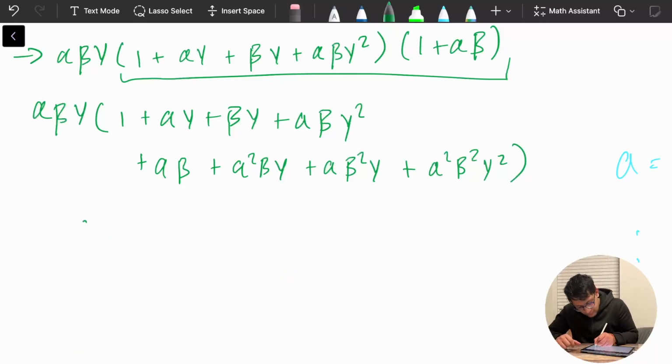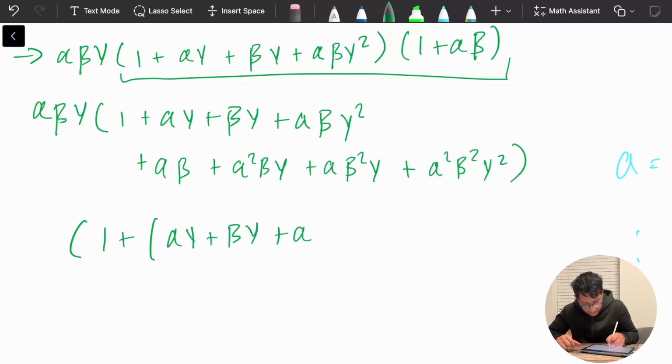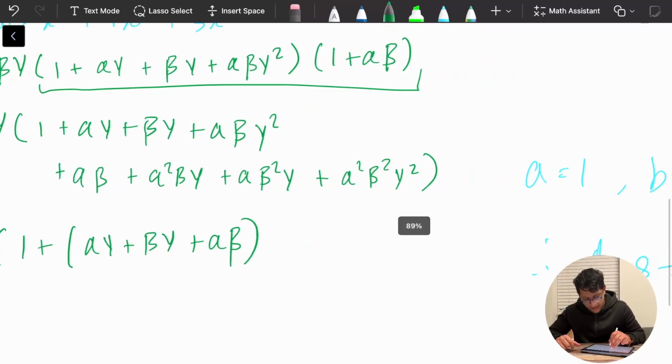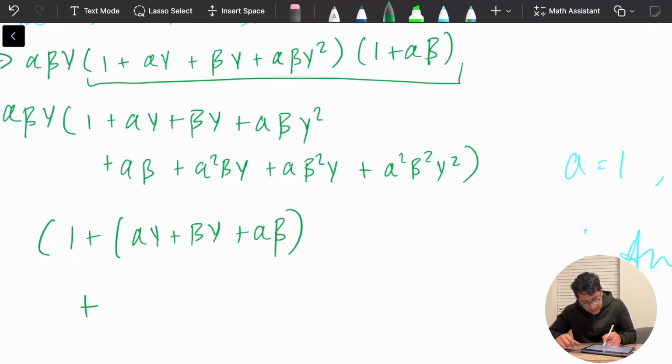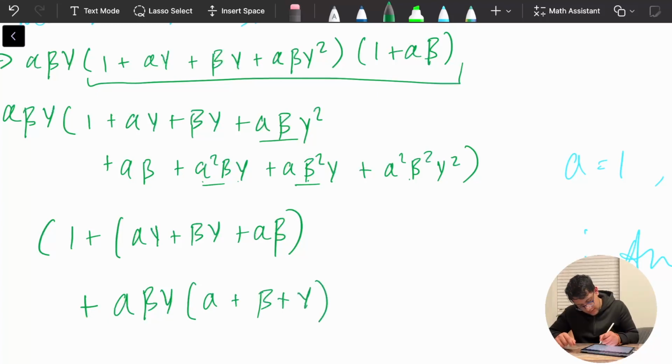But inside the brackets is actually 1 plus, right? I'm just going to add my own brackets. Alpha gamma plus beta gamma plus alpha beta, right? This is obviously our pairs of roots, right? Plus, if you notice here, every single one of them has an alpha beta gamma in common. So this is an alpha beta gamma, and then this one's left with an alpha, this one's left with beta, and this one's left with a gamma. Plus beta plus gamma, right? Again, a second sort of pairing. And the last one is just alpha beta gamma squared.